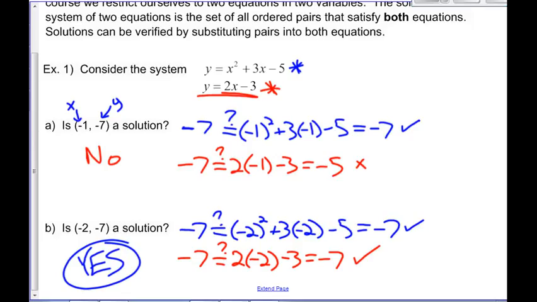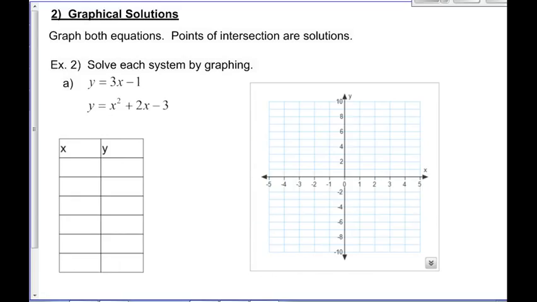But the question that remains is, how do we find solutions in the first place? So one of the techniques is graphical solutions. We're going to graph both equations, and points of intersection are solutions. Remember when we did graphical solutions before, it was only the x value we were interested in? Well now, since it's a system of two equations, and both of them have an x and a y, we're interested in both the x and the y coordinate. So we'll solve this system by graphing. I'm going to graph y equals 3x minus 1. That's a line with a y-intercept of -1 and a slope of 3, up 3 over 1, up 3, and so on.